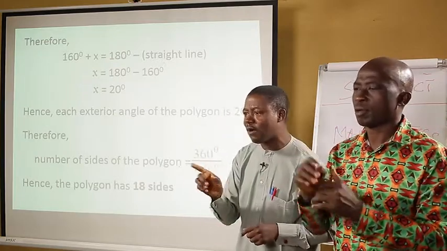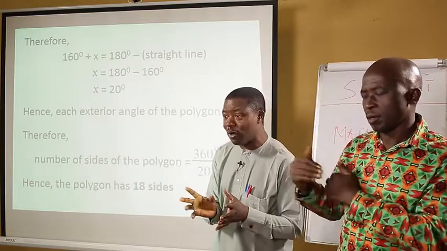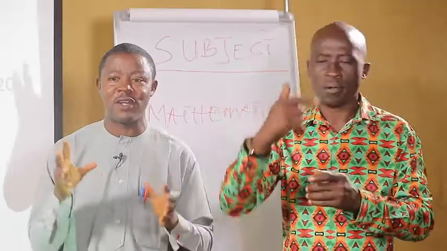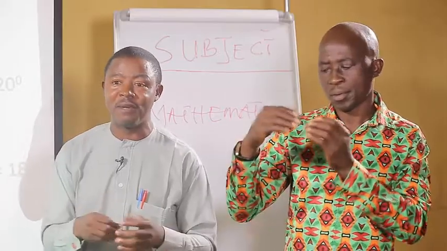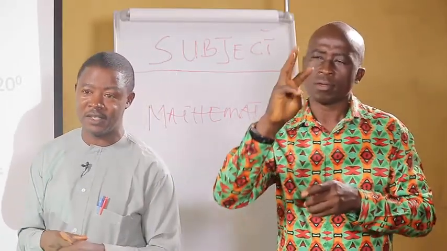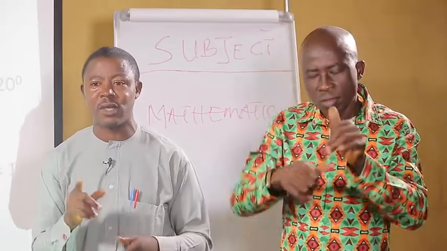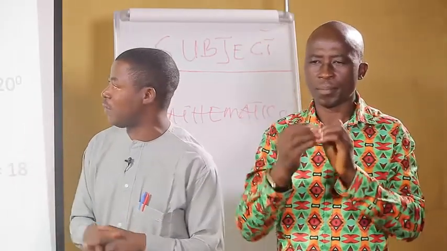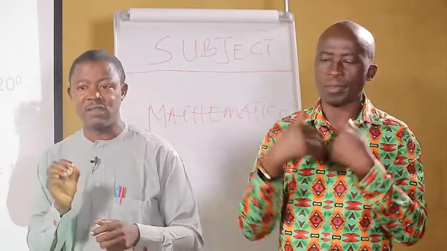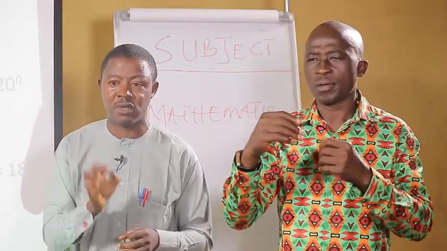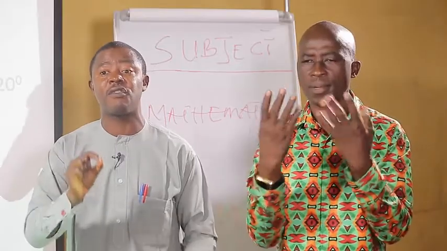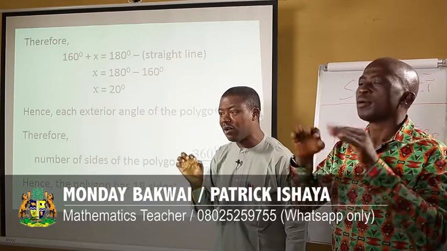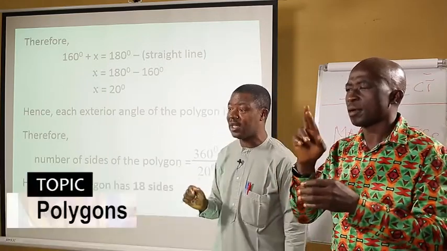Now, knowing the value of each exterior angle will give you a clue to find the number of sides of the polygon, because the sum of the exterior angles of any polygon gives you 360 degrees. Now, if each exterior angle is 20 degrees, divide the sum of the exterior angles by the value each exterior angle possesses, and each exterior angle consumes 20 degrees. So how many of such angles are contained in 360 degrees?